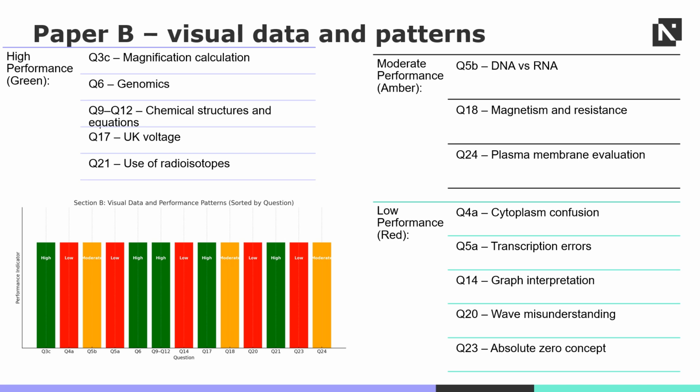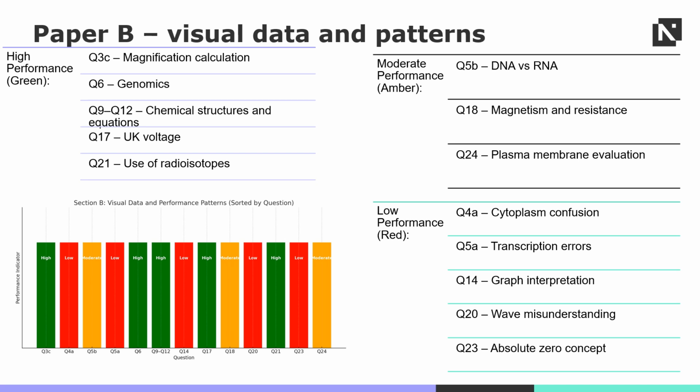Question 4A highlighted confusion about cytoplasm, with many students incorrectly naming it as an organelle. Question 5A, which tested knowledge of transcription, showed a lack of clarity and frequently mixing up with translation. Question 14, involving graph interpretation, was often misread, with many students misunderstanding what the data showed about reaction rates. Question 20 on wave properties revealed significant misconceptions, particularly around infrared and communication signals.